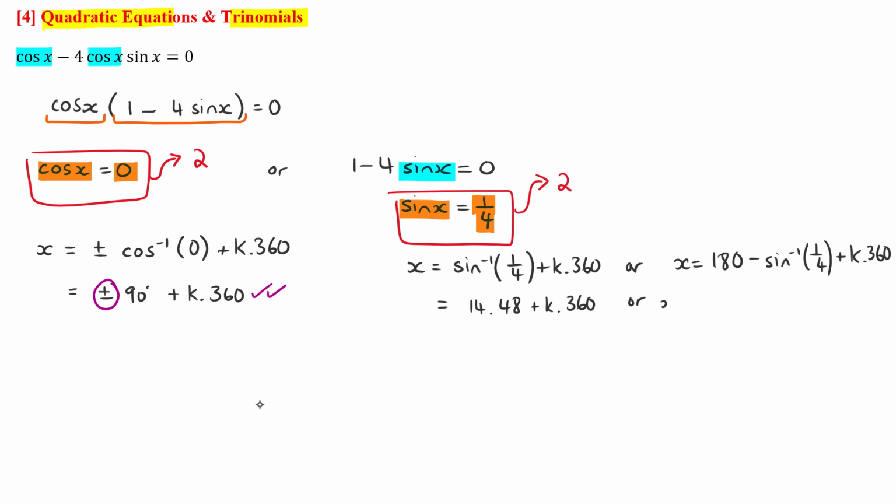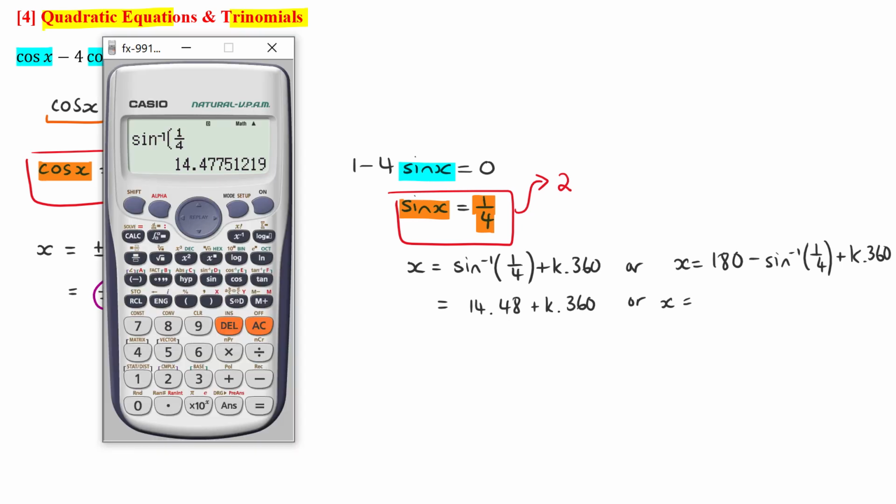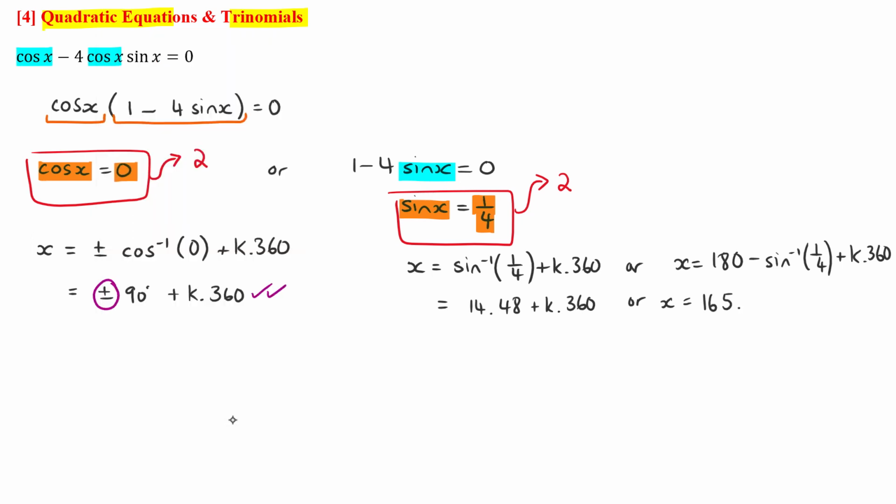Or x is equal to 180 minus that 14.48. So we'll go 180 minus the answer, which gives us 165.52 plus k times 360. And make sure you don't forget, k is an element of integers. And you can see 2 solutions there, and then 1 solution there, 1 solution there. And that's our final answer for this question, where we have 4 solutions.